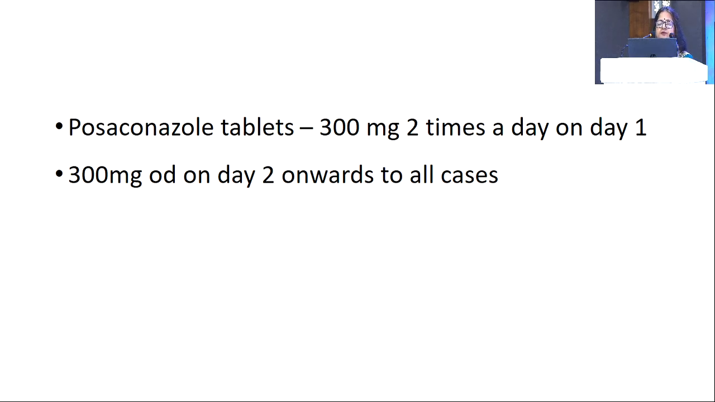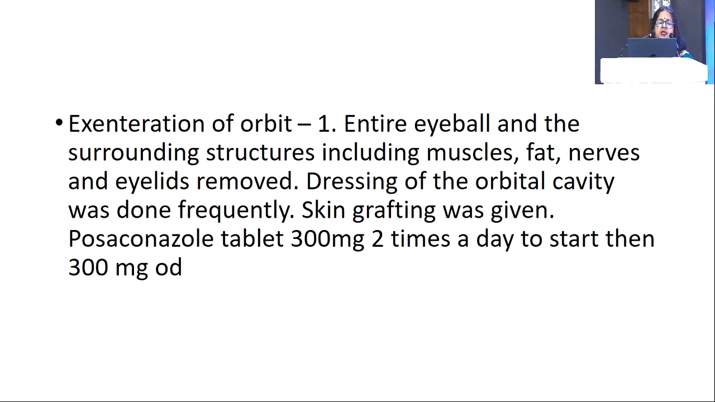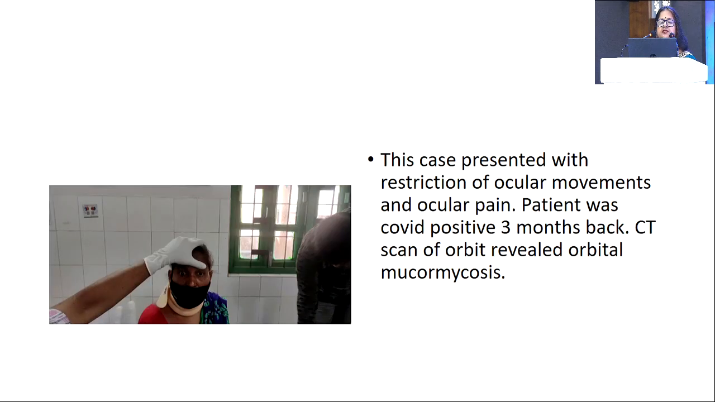Posaconazole tablets were preferred, 300 mg two times a day on day 1, and then 300 mg OD from day 2 onwards in all the cases. Exenteration of the orbit was done in 1 case; the entire eyeball and the surrounding structures including muscles, fat, nerves, and eyelids were removed. Dressing of the orbital cavity was done frequently. Skin grafting was done. Posaconazole tablet 300 mg twice daily to start, and then 300 mg OD was given.